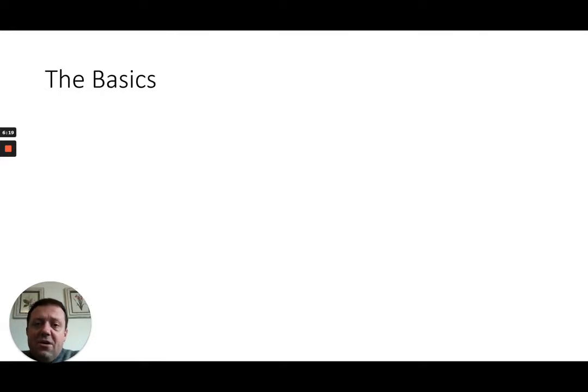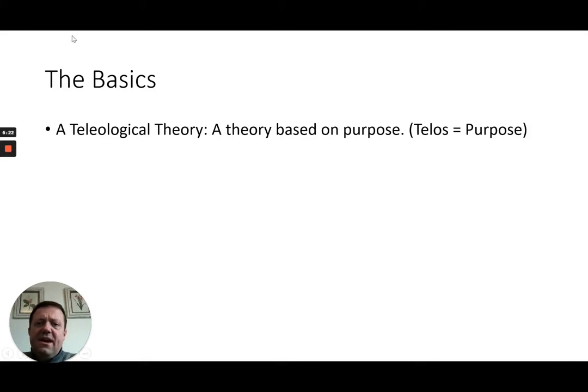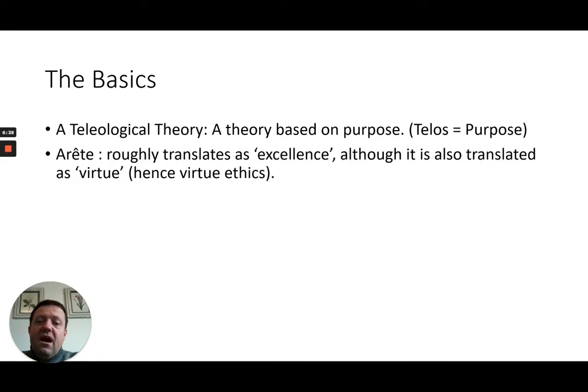So let's now go back to the basics. Virtue ethics is a teleological theory, so it's a theory based on purpose. And as I've already explained, the ultimate purpose of everything for a human being is to achieve eudaimonia, and that's the flourishing life. Arete, again, a central part of virtue ethics, is often translated as virtue as well, so arete roughly translates as excellence or virtue, and it should be applied to character in the case of virtue ethics. So we're talking about virtue of character or excellence of character.